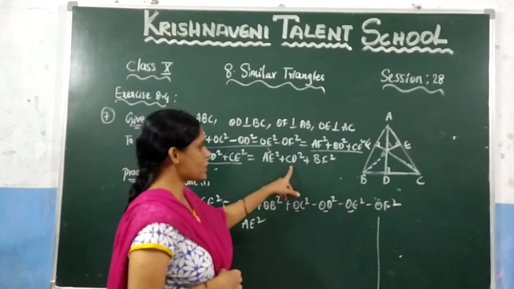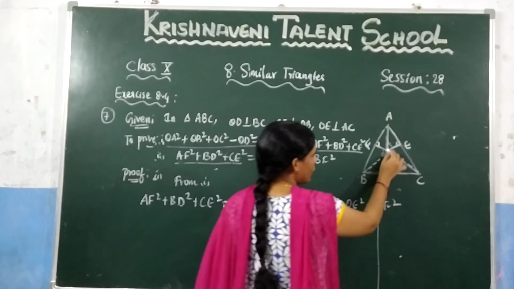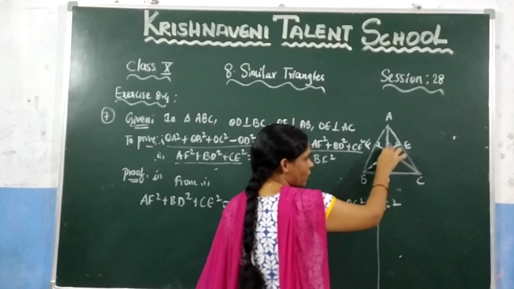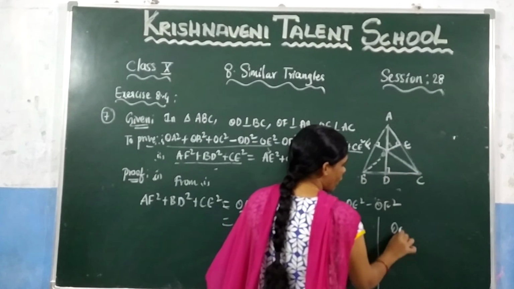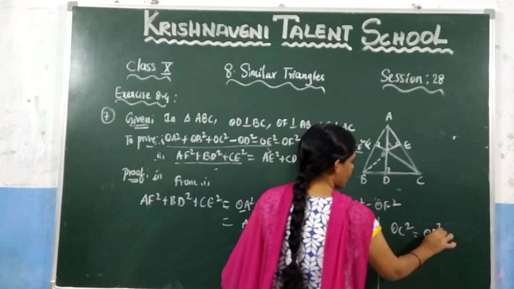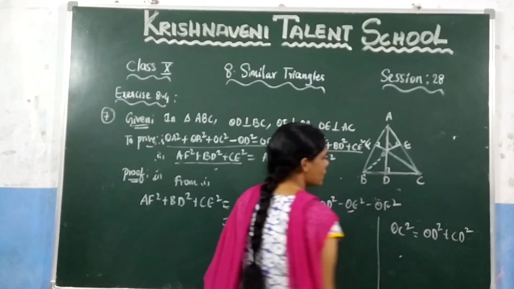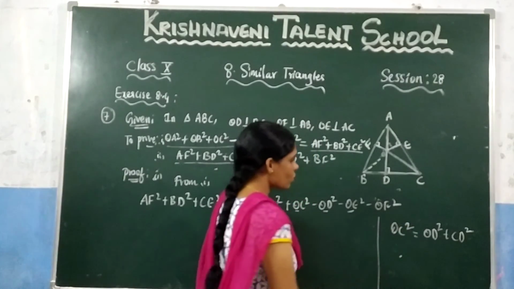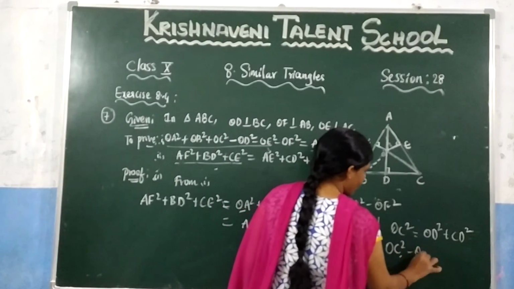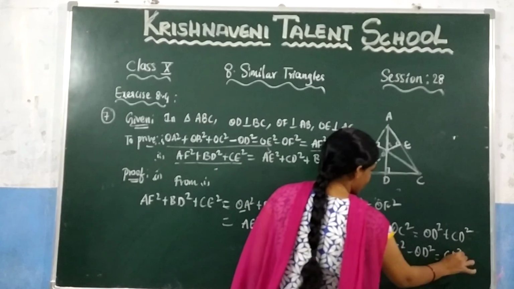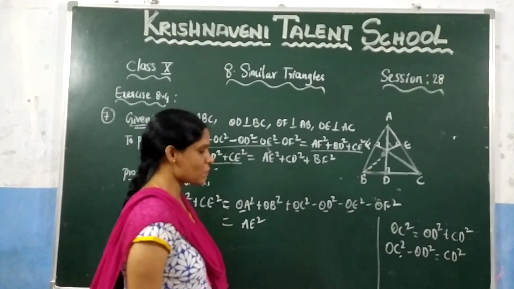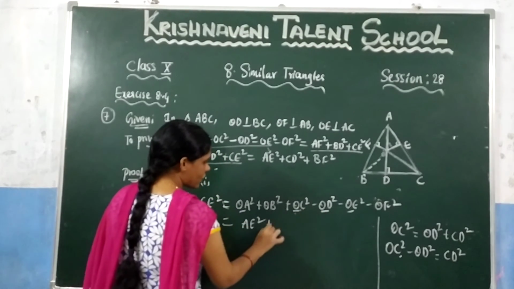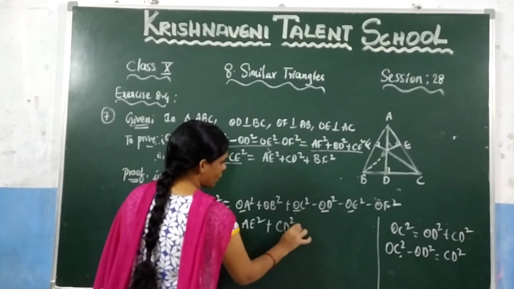Now let us see which side CD is there. In this triangle OCD, by the Pythagoras theorem you can write it here OC square is equal to OD square plus CD square. Since we need only the value of CD square, let us take this value to this side. So here you can write OC square minus OD square is equal to CD square. So in place of this one you can substitute here. So where is OC and this is OD? In place of these two values I can write it here CD square.